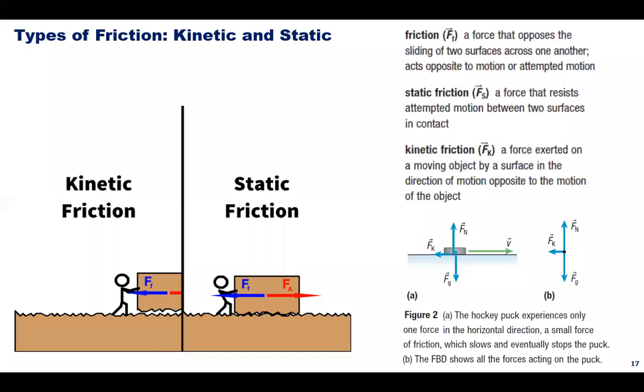Figure 2b is a free body diagram of the hockey puck. The puck moves horizontally to the right. Only one force acts along the horizontal, the force of kinetic friction. The puck's velocity is to the right, so the force of friction opposes its motion to the left. Two forces act in the vertical direction, which are the weight of the puck or the force of gravity, and the normal force exerted by the ice surface acting on the puck.